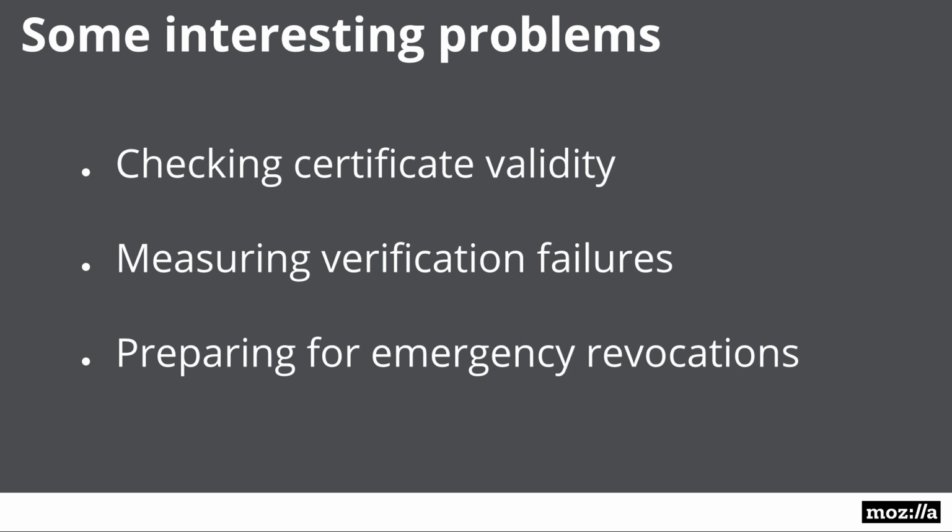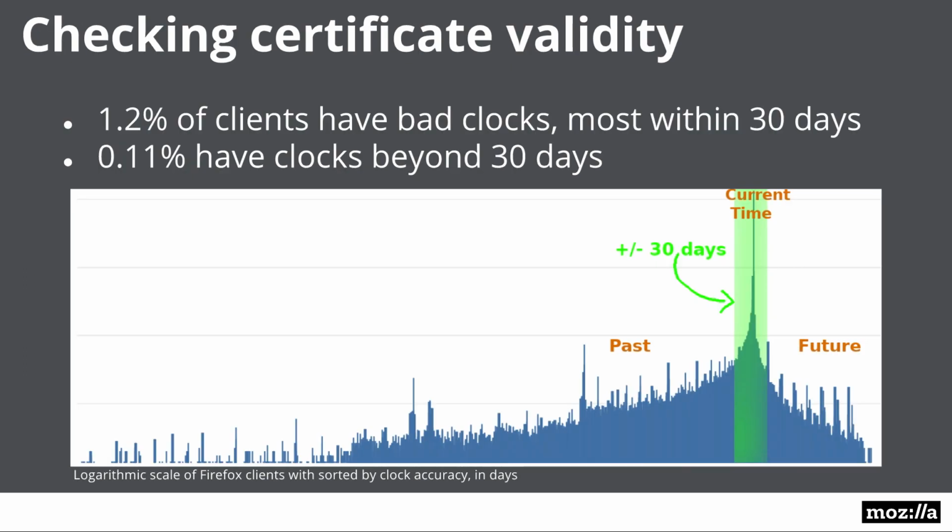So some of the interesting problems we had to solve implementing this protocol are first checking certificate validity, measuring and getting notifications on verification failures, and preparing for emergency revocation. And you will see that those are very, very close to the kind of problem we see in the web PKI. Certificate validity essentially is a step that a client will take to verify that a certificate is currently valid and can currently sign data. The problem with this is that a significant portion of clients have clocks that are out of date.